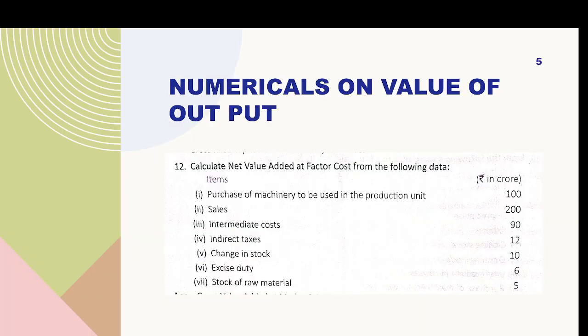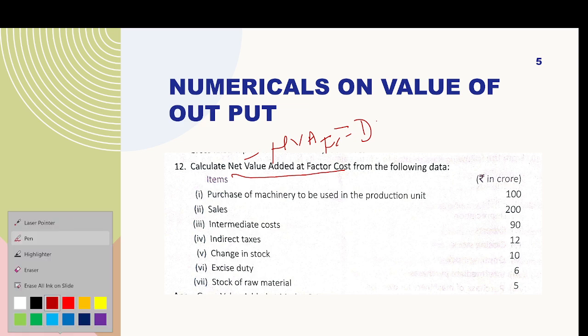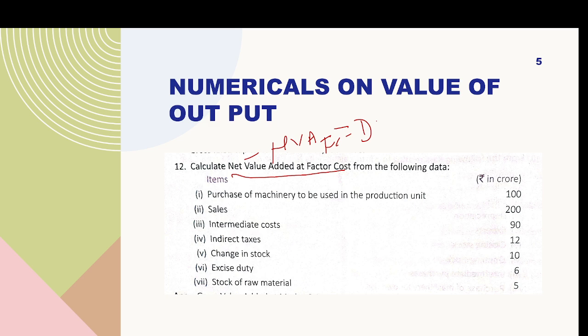Now you can see the question here. How can we find out the national income through NVAFC? Here you can see NVAFC. NVAFC means NDPFC. This is called NDPFC. You can find out that NDPFC.